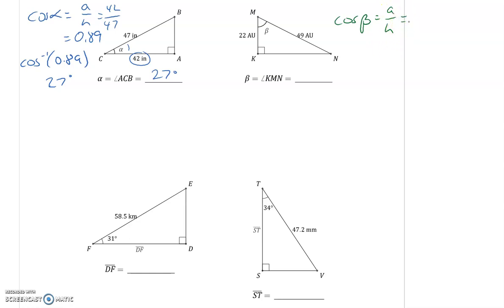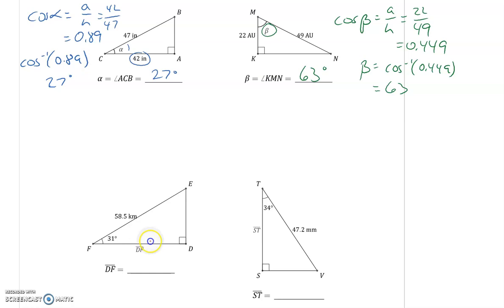The adjacent would be, well, there's my beta right there, the adjacent would be the 22. And the hypotenuse, of course, the long one, is 49. So 22 divided by 49 gives us a decimal of 0.449. And then if we want the actual beta itself, it would be the inverse cos of that 0.449. So we will just inverse cos that answer, and we get an angle of around 63 degrees. Okay, so next we're looking for some sides.